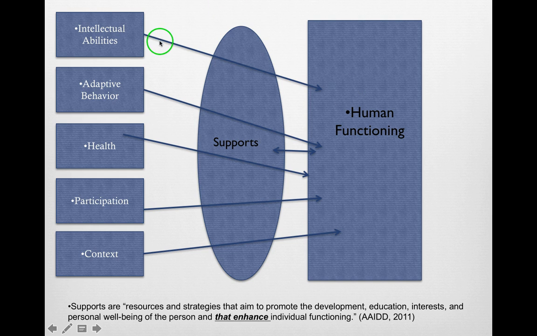So it's really important with this constitutive definition, or multidimensional framework, to understand that supports are necessary to make things better. And here, directly from your text, supports are resources or strategies that aim to promote the development, education, interests, and personal well-being of the person and that enhance human functioning. And these are all of the areas of human functioning that we're looking at with this. So this is going to come up over and over again, so make sure you have a really good understanding of this multidimensional framework and how it works.